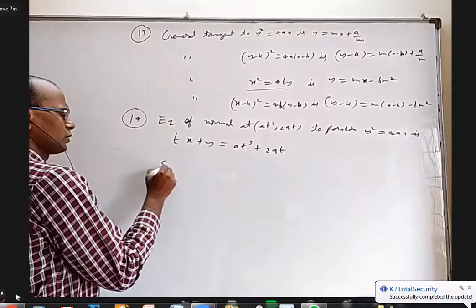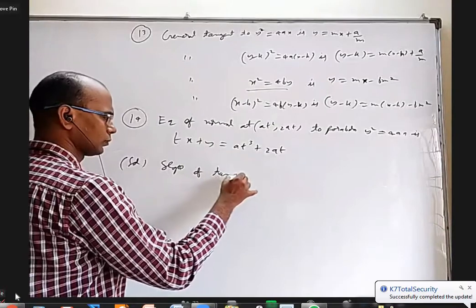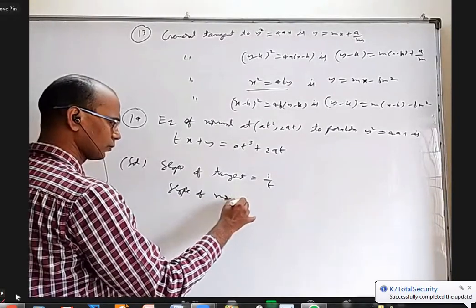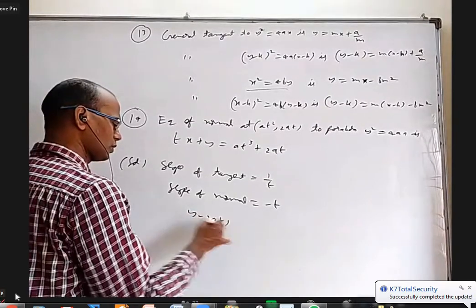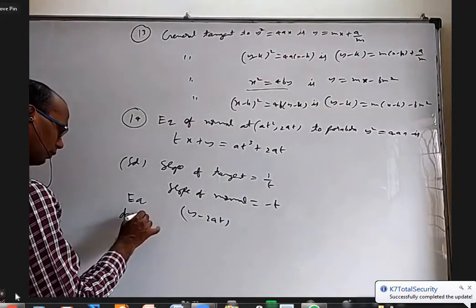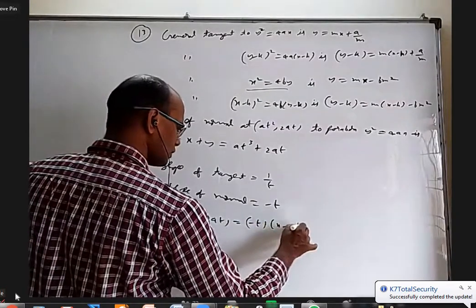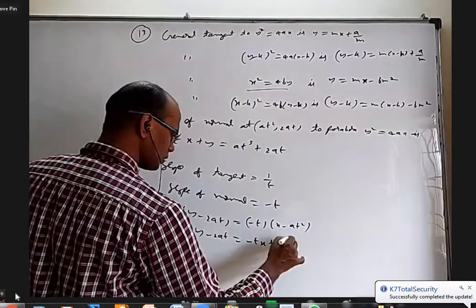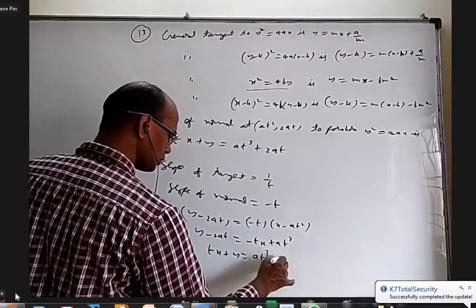Okay, how did we get this? We already got earlier the slope of tangent equal to 1 by t. So the slope of normal is equal to minus t. Then the equation is y minus 2at equal to minus t into x minus at². That gives tx plus y is equal to at³ plus 2at.